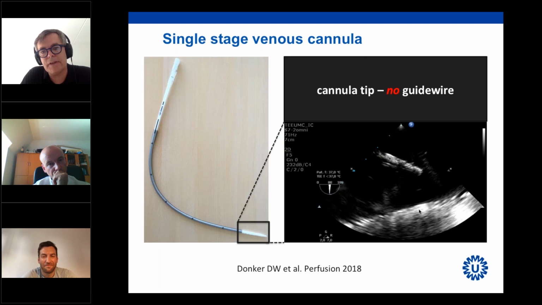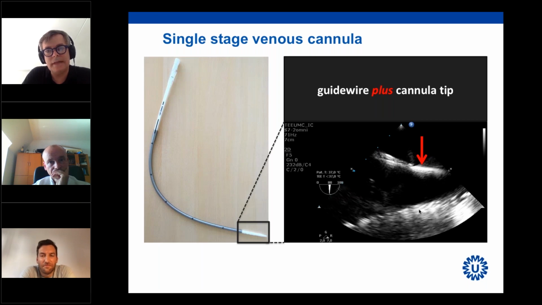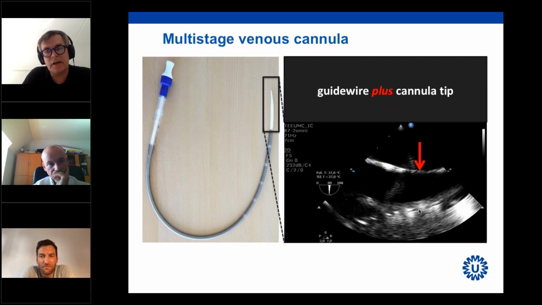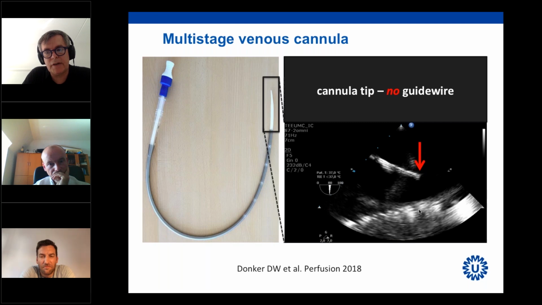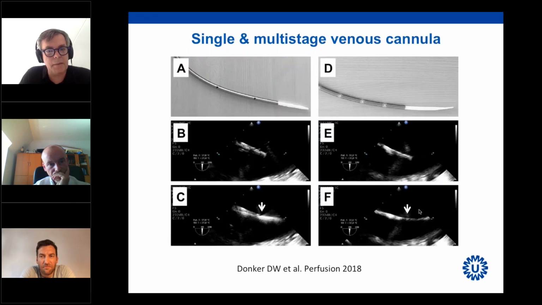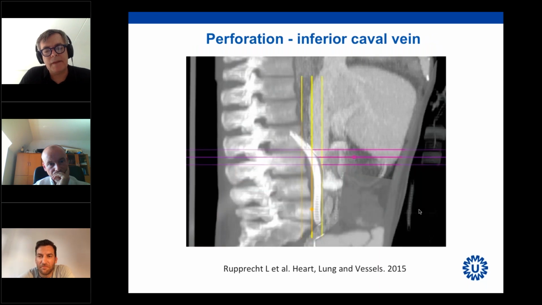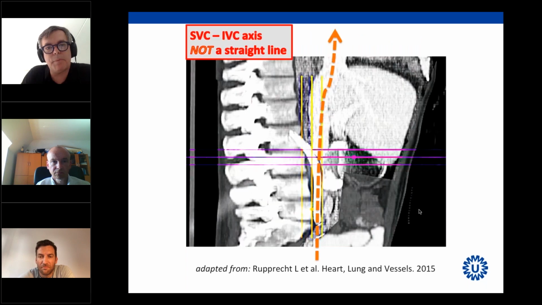But what is important, of course, during the cannulation procedure is where the tip of the cannula is, in order to avoid any damage to the vessels or the interior of the heart. And you can see here, guide wire plus cannula tip, there is virtually no possibility with echo to know exactly where the tip of the cannula is. Here again, the multi-stage venous cannula, guide wire plus cannula tip. There is the tip of the cannula, and if you retract the guide wire, then you can see the tip, but it can be very, very difficult to visualize the tip, or virtually impossible, as we have summarized here. And it is important to realize that you can perforate the inferior caval vein or whatever structure in the central venous system or the arterial system, and you should be very, very careful and ensure that your guide wire is in the proper position.